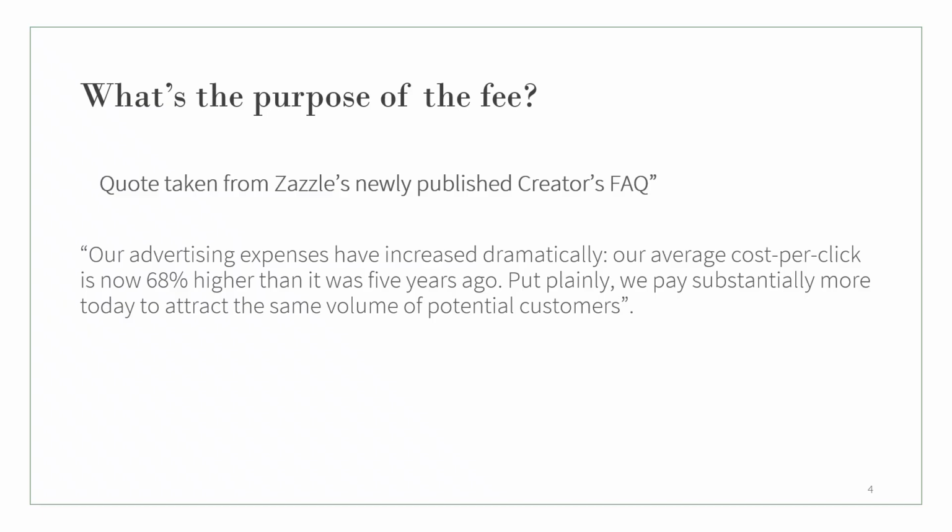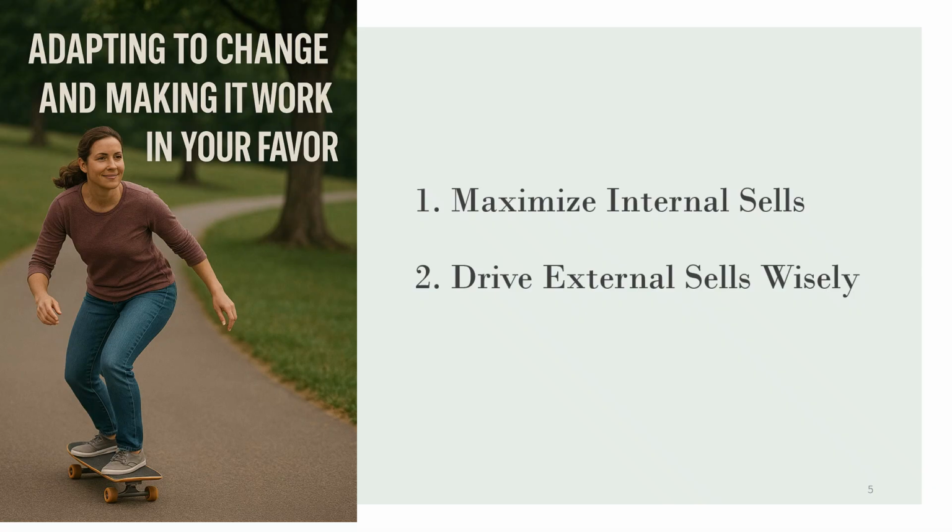However, let's talk about how to adapt and make it work in your favor. So this is what I'm doing to adjust. I believe the best path forward for me at the moment is a dual strategy. So what I'm focusing on heavily now is maximizing my internal sales, because that's the safest, highest royalty option. So basically, my most secure strategy right now is to optimize for internal traffic. This gives me the best chance of earning my full royalty.